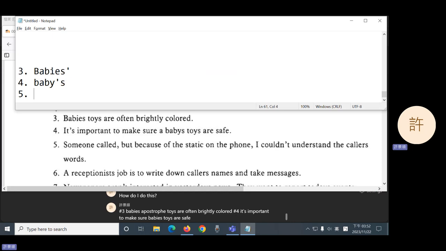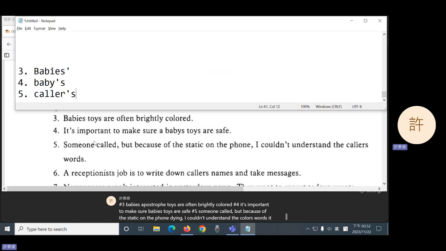Number five, someone called, but because of the static on the phone, 杂音, I couldn't understand the caller's words. It says someone, so there's only one caller.